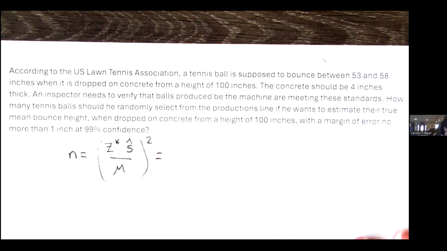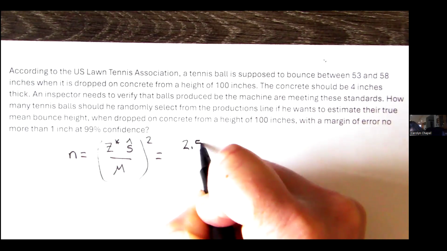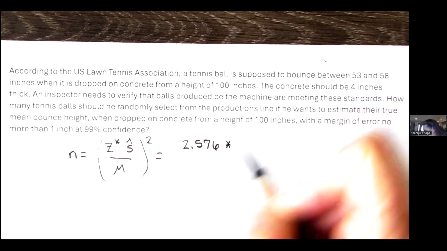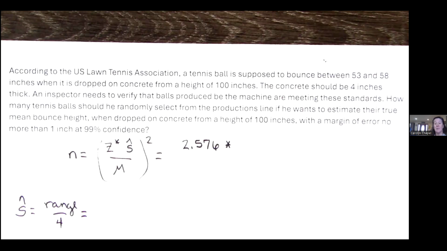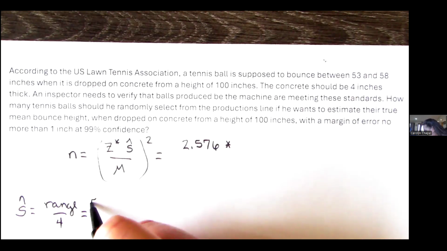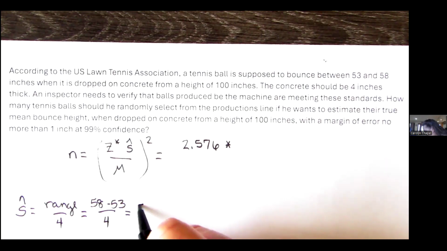My Z star for my 99 is one that I don't have memorized. So where's my table? I'm finding my table. There it is. 2.576. My S hat I have to calculate. So S hat is the range divided by 4. Now the range of where these are supposed to be is 58 to 53 inches divided by 4. So that's 5 over 4, which is 1.25.